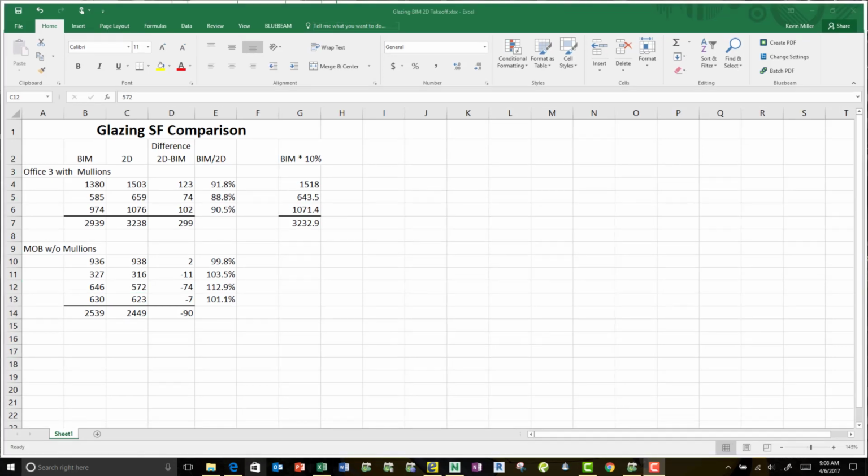I think what we're going to find is that using 2D for some areas of takeoff and the model for other areas of takeoff will probably be the way that we get our quantities in the near future.